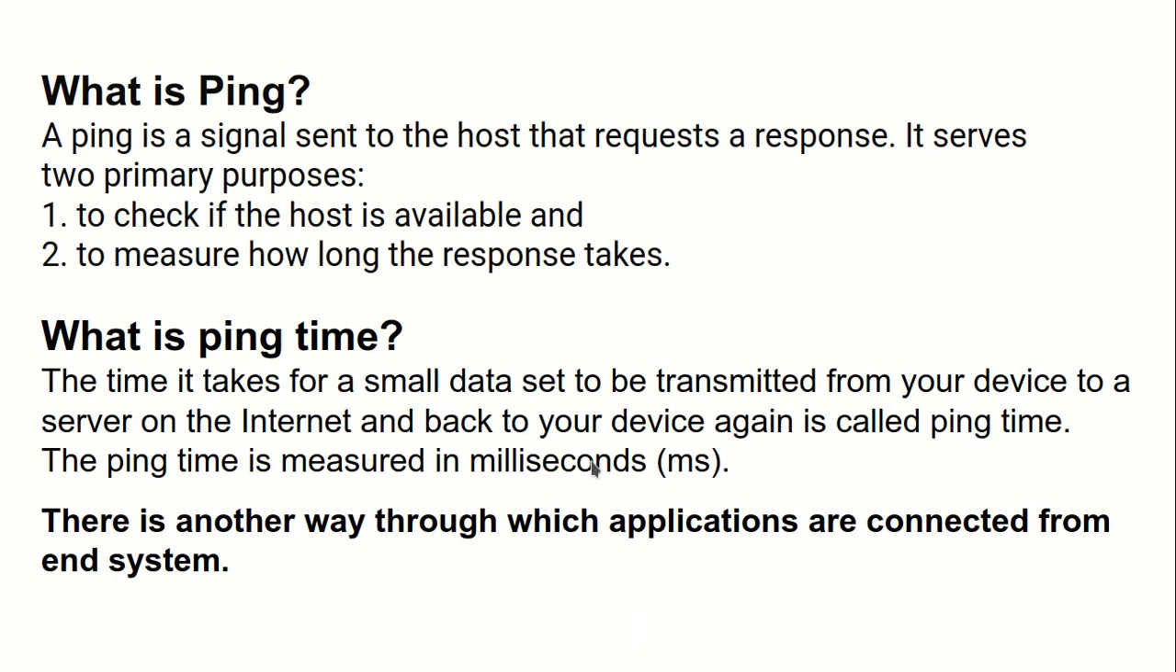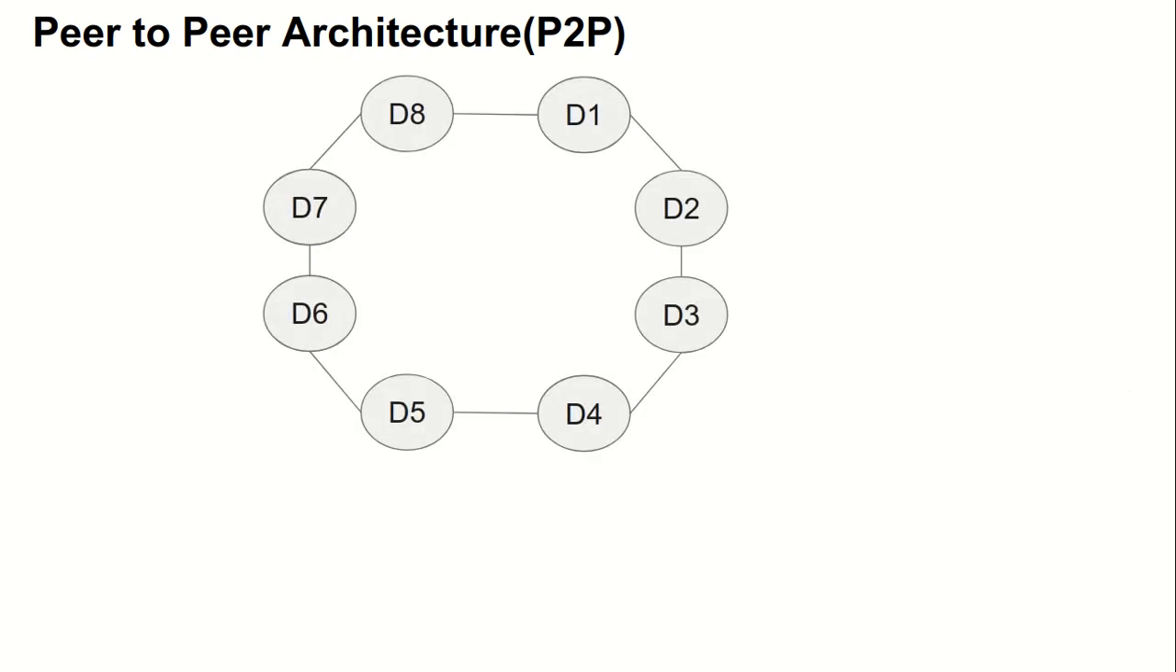Alright, so there is another way through which applications are connected from end systems. This way is called peer-to-peer architecture. Here you can see the peer-to-peer architecture. One device is connected to a second device, the second is connected with a third, the third with a fourth. This process keeps going and repeats, it does not end. Every computer is connected to another device.